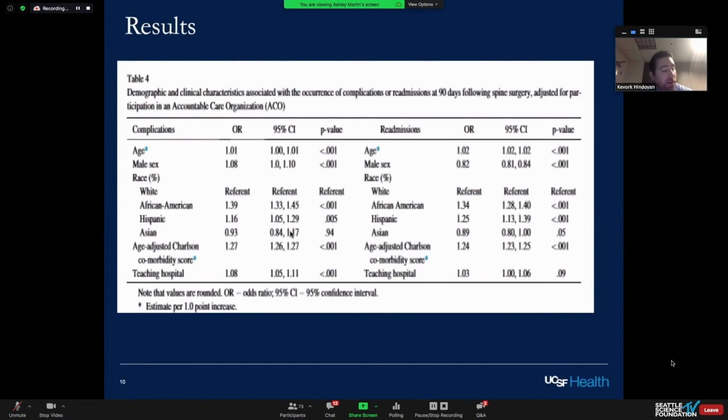And then finally, in table four, this looked at demographic and clinical characteristics associated with the occurrence of complications and readmissions at 90 days following spine surgery in the total cohort. And they found that patient age, male sex, comorbidity score, and surgery at a teaching hospital were all associated with a slight increase in the odds of complications and readmissions in ACOs.